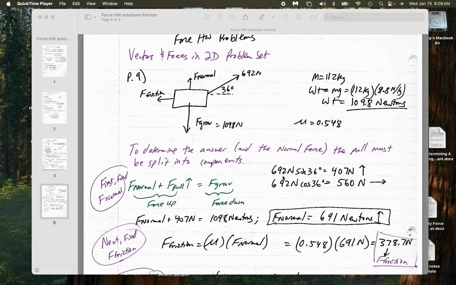For problem number 9, so this is a tough one. You're trying to figure out the acceleration of the crate. But in this case, you're pulling up at an angle. What that means is, in this case, the normal force will not equal the gravitational force. So I do need to think about both horizontal and vertical parts when it comes to this.